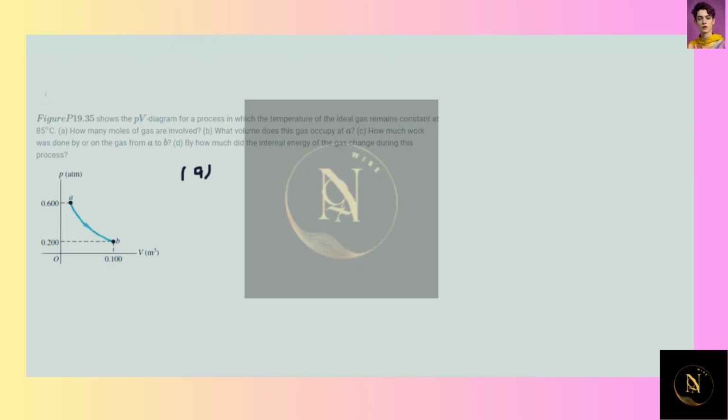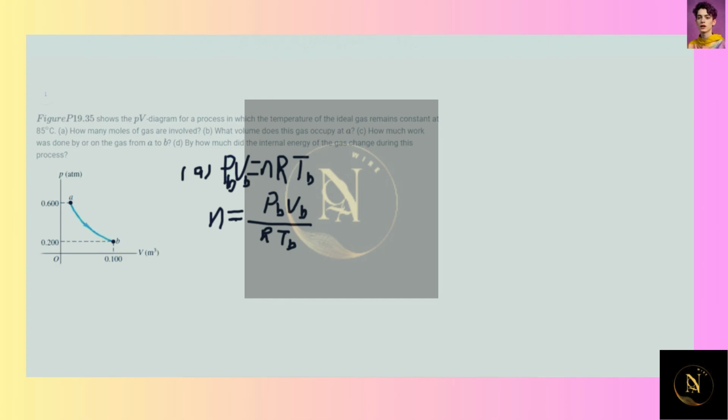We can notice that at state B, we already know the pressure and the volume, so we can start from this point. PV equals nRT, and looking at this state, it is just PB, VB, and RTB. So we can figure out n equals PB VB over RTB.